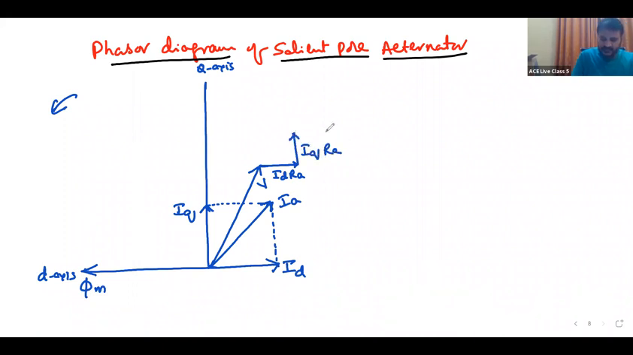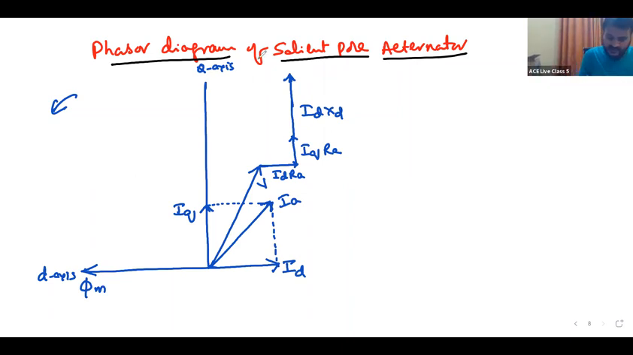IQRA is in phase with IQ. Then what about ID? IDXD will be perpendicular to ID. This is IDXD. IDXD is perpendicular to ID, no? Yes, this is ID, and IDXD is perpendicular.